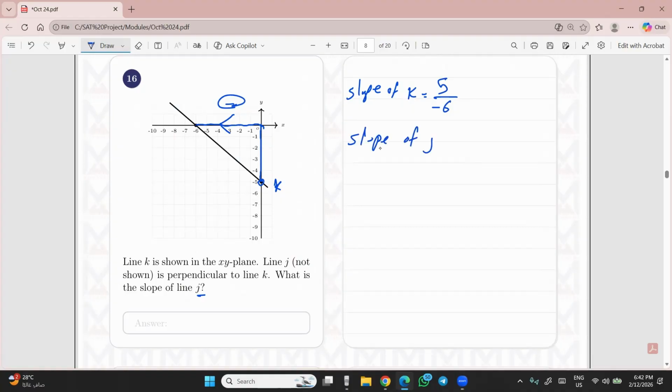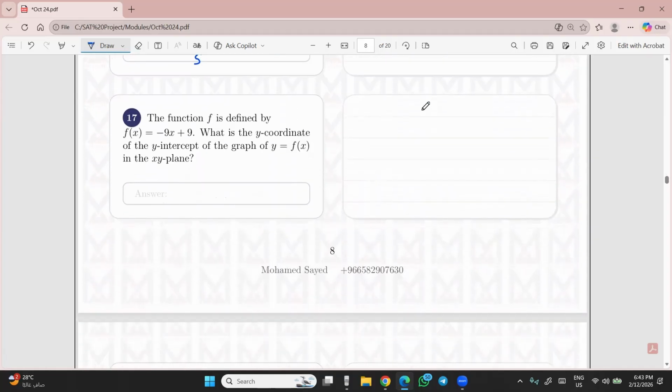But the slope of J, I mean, is the opposite reciprocal of this because of the word perpendicular. So instead of 5 over 6, we write 6 over 5. And instead of the negative sign, we keep it positive, because this -5 over -6 is the same as -5 over 6. But when we change it, we get the reciprocal 6 over 5 and change the sign to positive. That's our answer. So 6 over 5 is okay. You can also consider 1.2 if you want to write it as a decimal, and both are okay.